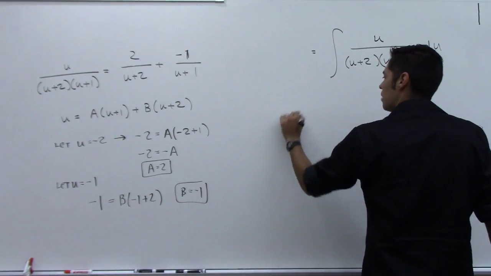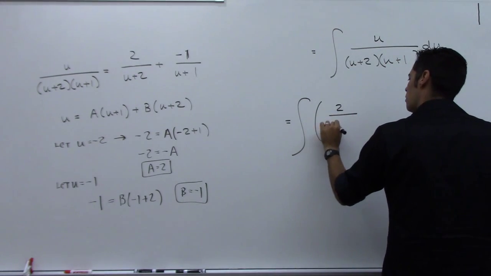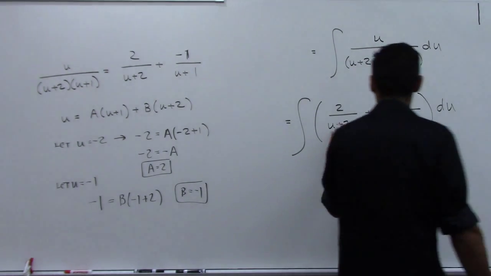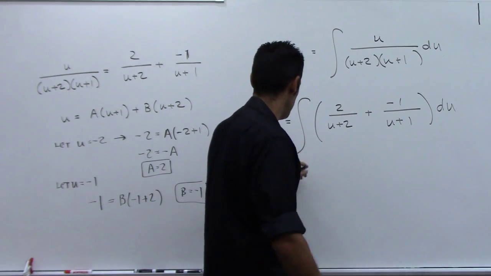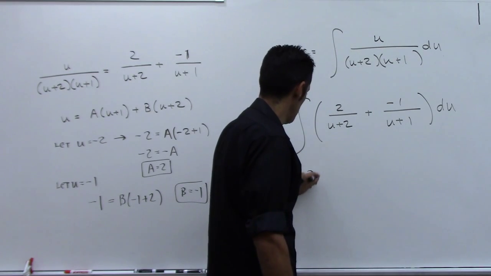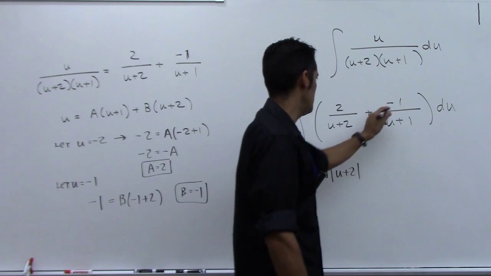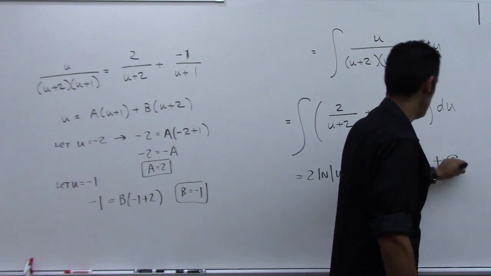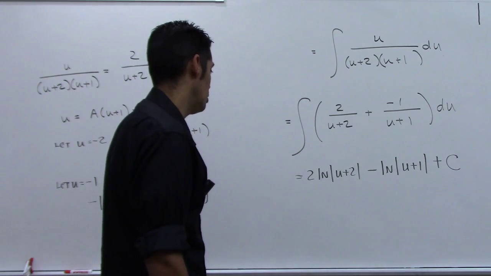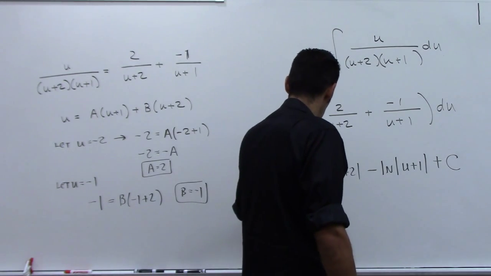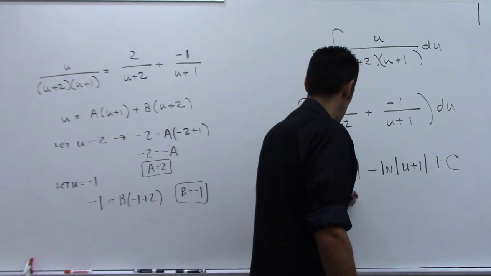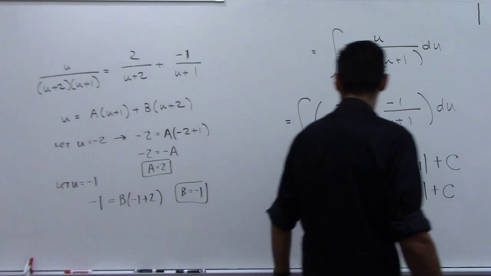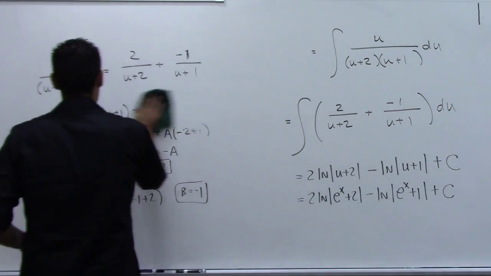And now this integral becomes the integral of 2 over u plus 2 plus -1 over u plus 1 du. Since these are just linear expressions with constants on top, these are going to be natural logs. So 2 pops out, natural log of u plus 2. And then over here, the -1 pops out, natural log of u plus 1 plus c. And what's u? u is e to the x. So this equals 2 natural log of e to the x plus 2 minus natural log of e to the x plus 1 plus c. Now, I'm sure that's not what the book has as an answer.